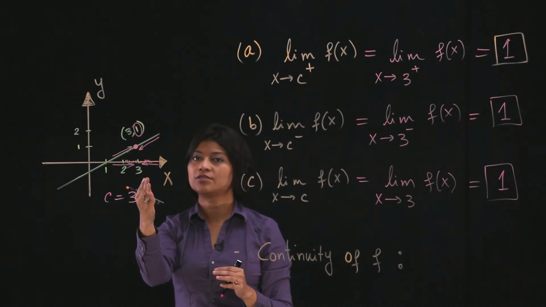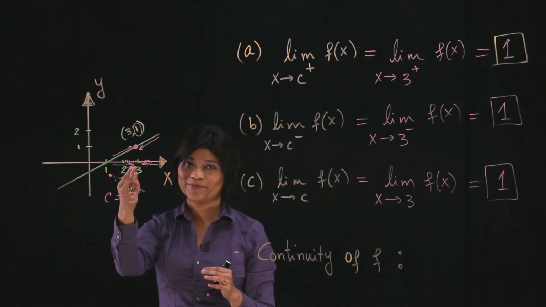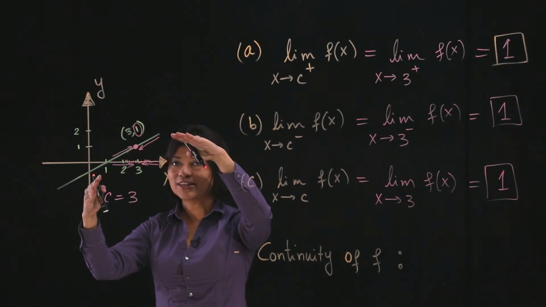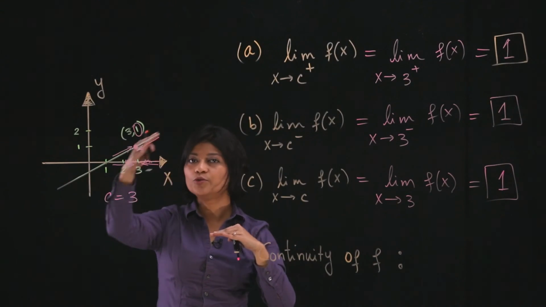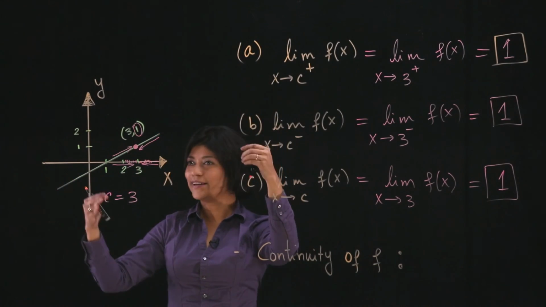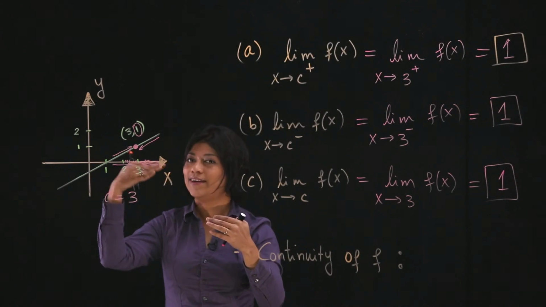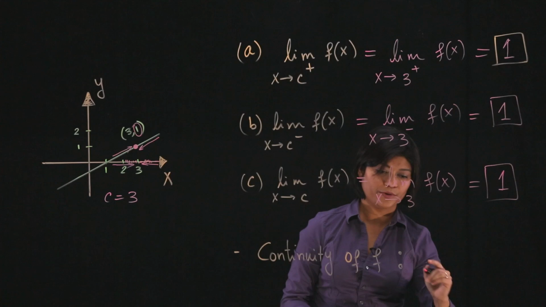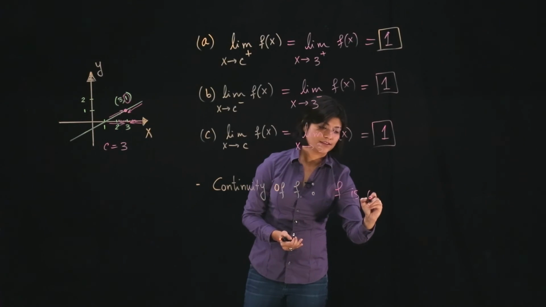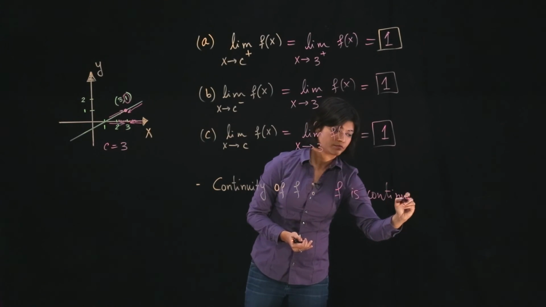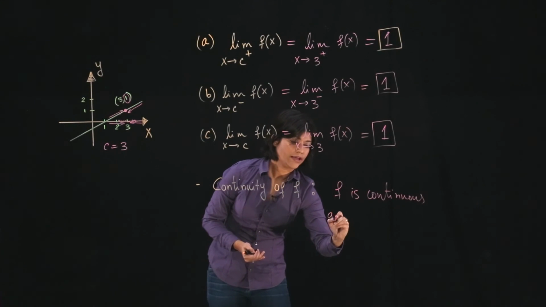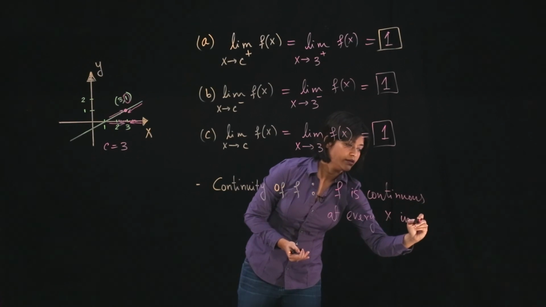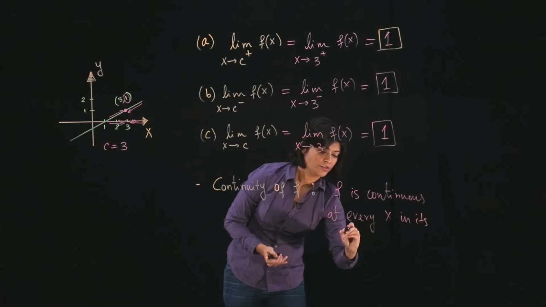And you can do that for every point in the domain. It doesn't have to be just 3. It could be anything in the domain. And if you note that this particular function from the graph, as we have discussed already, you can draw it smoothly without lifting your pen because the limit exists at every point and equals the function value, and hence the function is continuous everywhere. So f is continuous at every x in its domain.